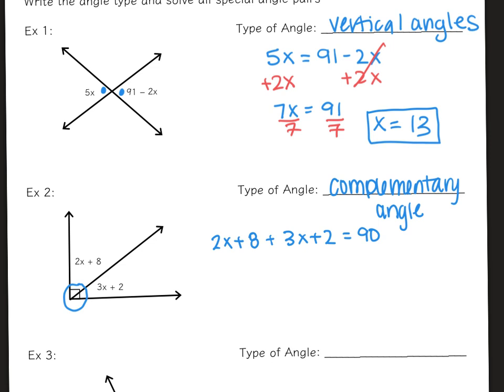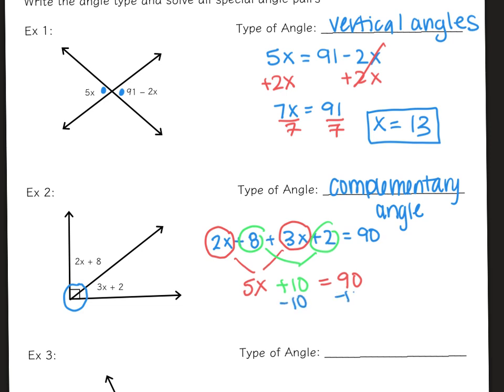So now I can add my like terms. So 2x plus 3x equals 5x. 8 plus 2 is going to equal 10. That equals 90. Now I can subtract 10 from both sides to get my x by itself. So I have 5x equals 80. I'm going to move it up here so I have some more room. Divide off my 5, and x equals 16.